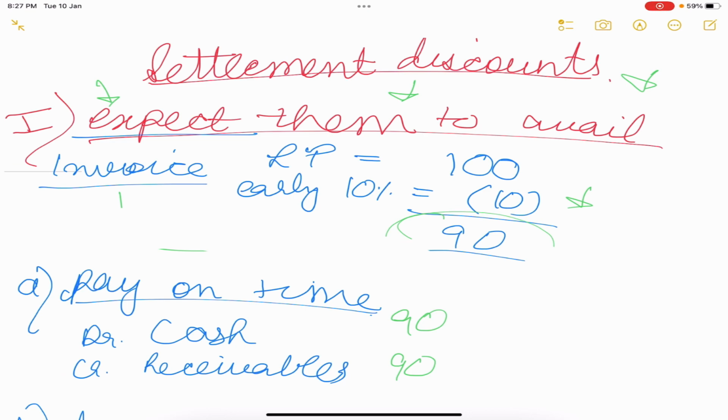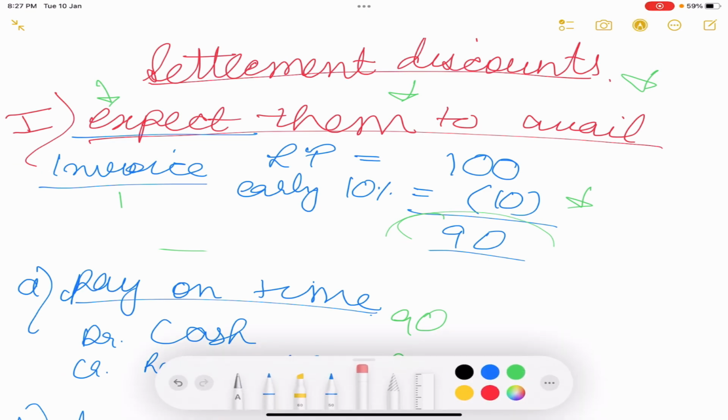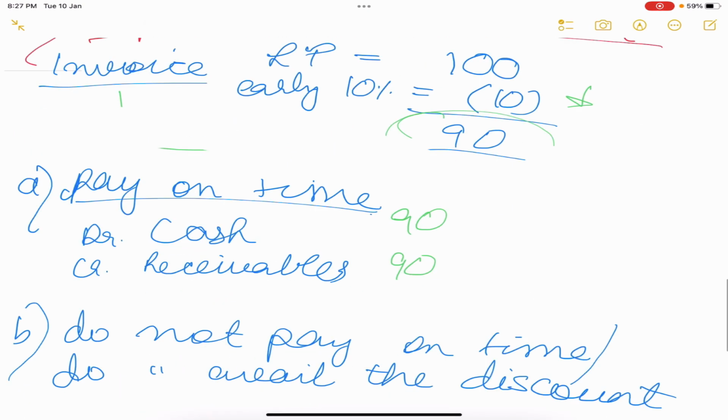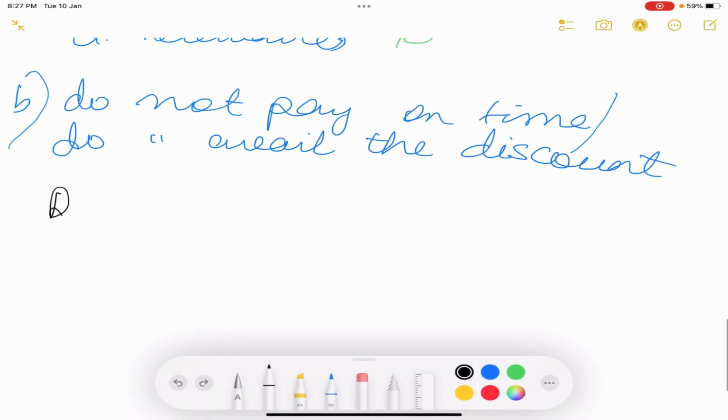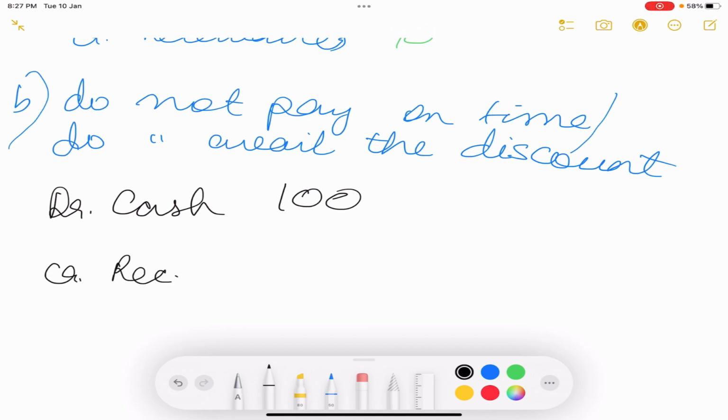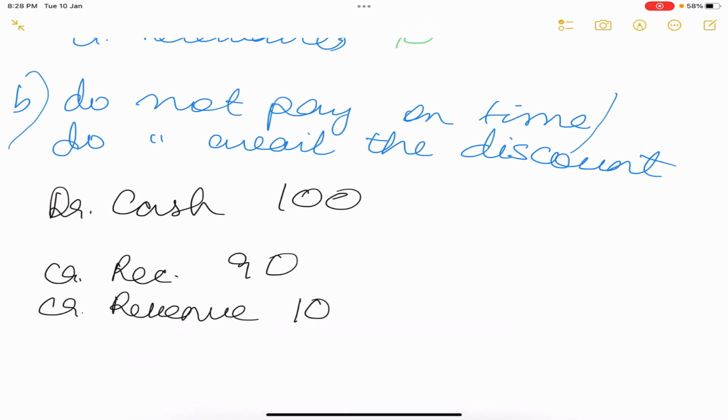No. So if they won't avail the discount, how much money are they giving us? They will have to give us the entire money. The entire money is 100. So now we'll be receiving 100 from them, but in my invoice I had only 90 as due. So you remember what the journal entry of that would be? This is going to be debit cash, which is 100, credit receivables, which is 90, and credit revenue 10. I hope you can recall this.